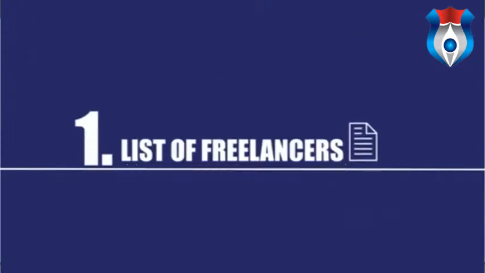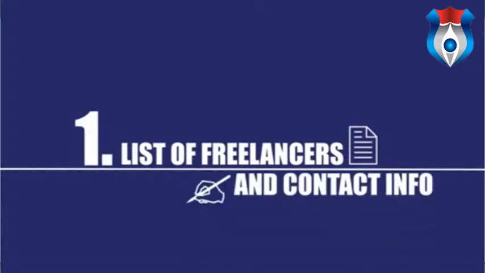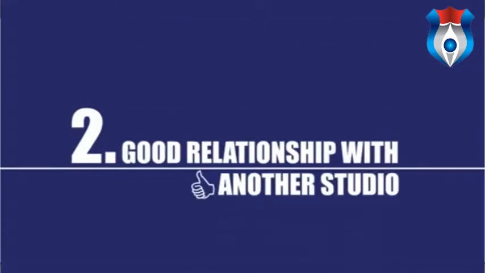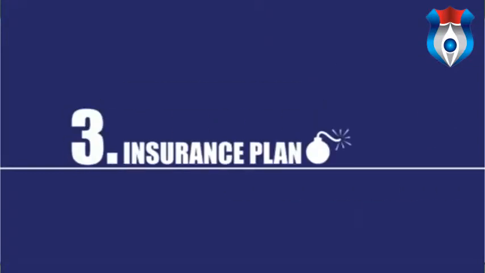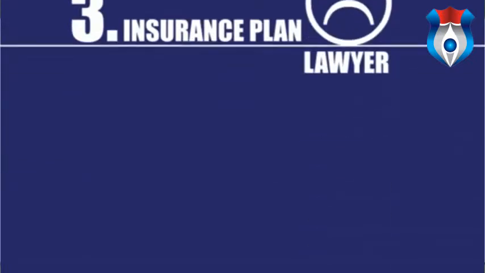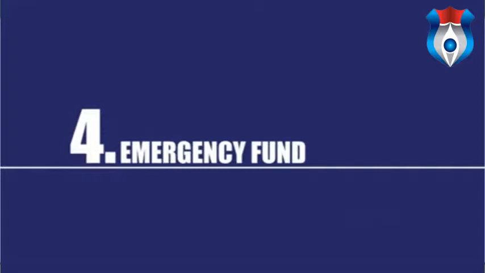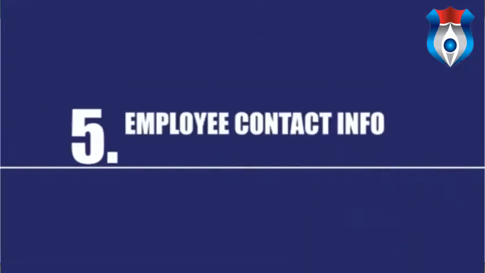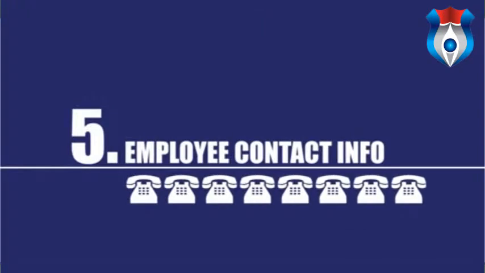First, they need a list of available freelancers and their contact info, something every studio should have on hand. Second, they should have a good relationship with another studio. In case of emergency, they might be able to help out. Next, they need some type of insurance plan in case things go bad. They also need a lawyer. Another big thing they need is an emergency fund with a pre-calculated amount of money available. They also need all of their employees' contact information, another thing that any company should always have.